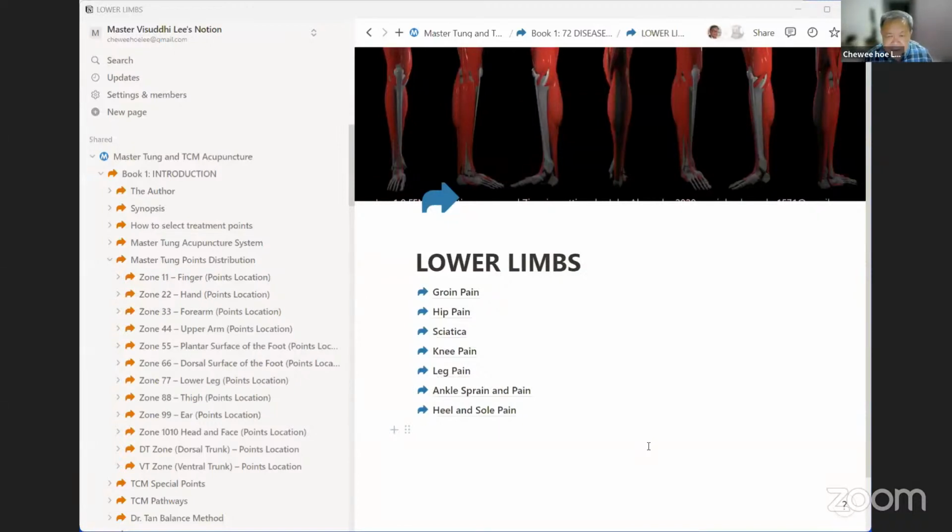Tremor, please read the section on Parkinson. All right. In the Tung system, we treat the kidney and the liver for Parkinson. But can I impress on you that because you are going to have the treatment for 72 diseases, which are common diseases you face in your clinic, you really don't have to worry about the treatment.